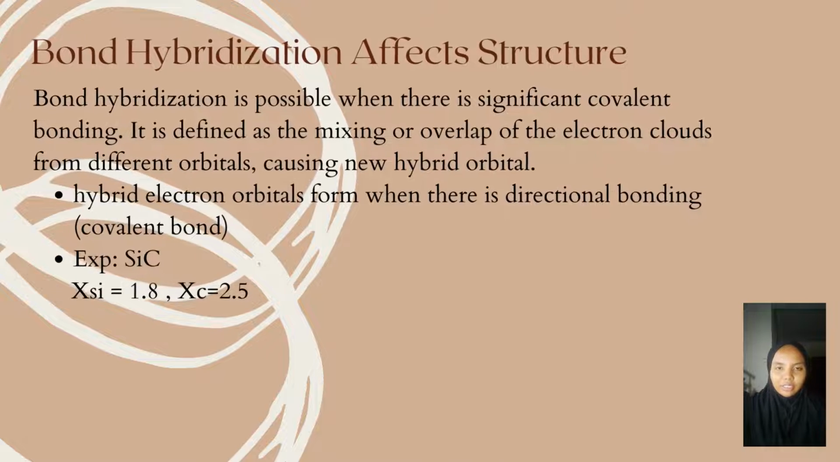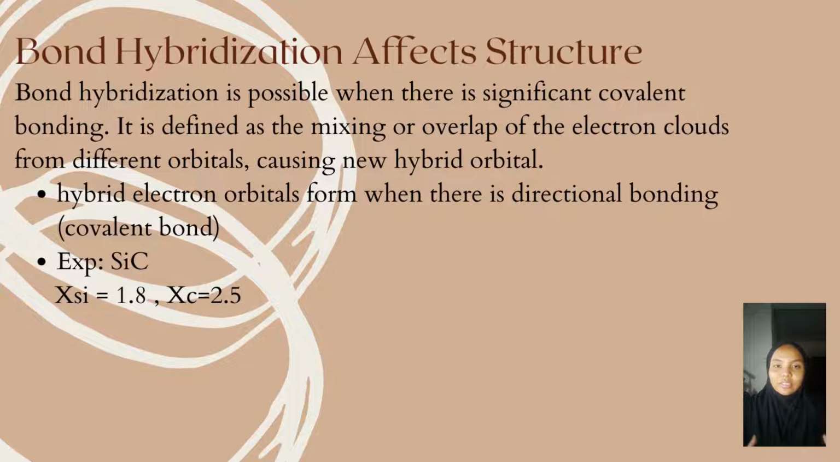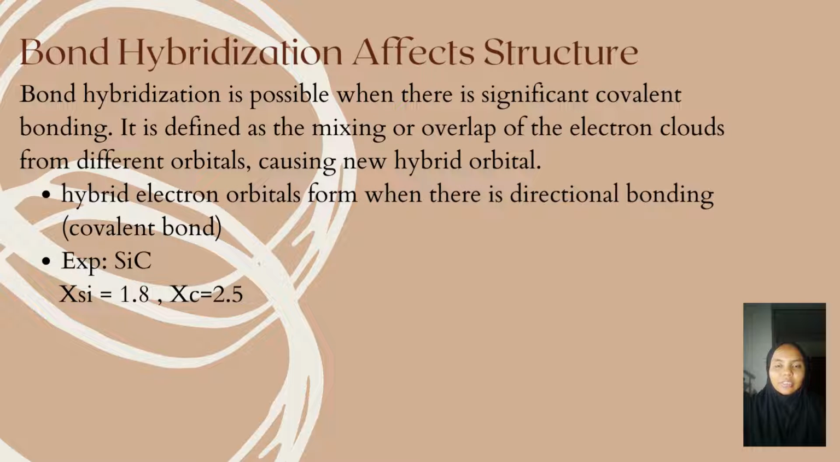Bond hybridization affects structure. Bond hybridization is possible when there is significant covalent bonding. It is defined as the mixing or overlap of the electron clouds from different orbitals, causing new hybrid orbitals. Hybrid electron orbitals form when there is directional bonding, which is covalent bonding. For example, SiC, where XSi is 1.8 and XC is 2.5.